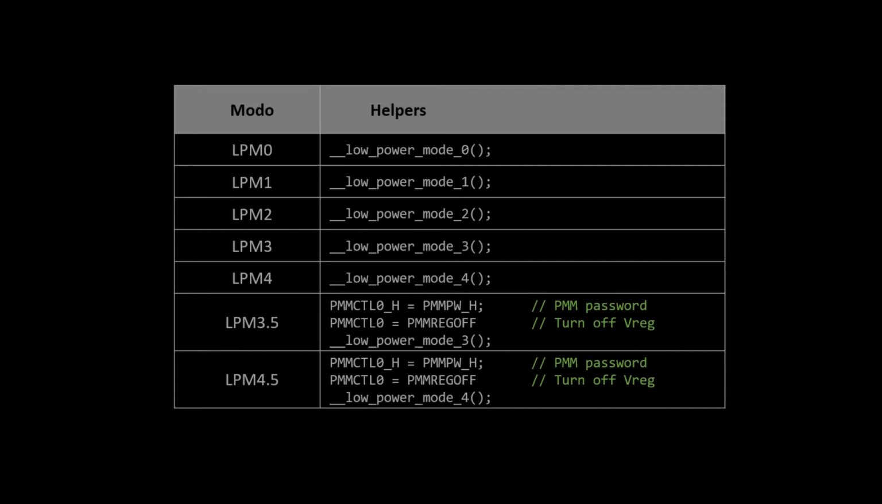There are some helpers to enter these low power modes. We can enter low power mode using this macro, LPM0 and onwards up to low power mode 4. To enter low power modes 3.5 and 4.5, we have to actually configure and turn off the voltage of the system by accessing the power management module control register. This is the code that we have to use before turning off the processor.